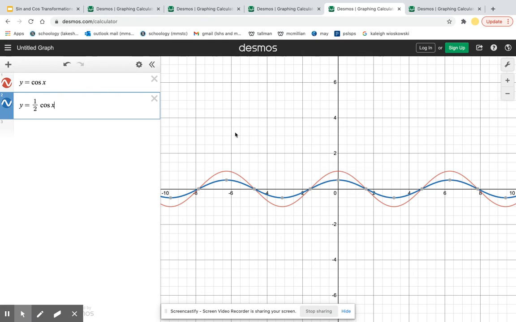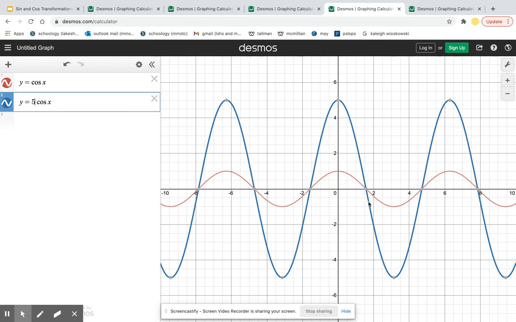So when I say it changes the amplitude, the classic amplitude for the parent function is 1. So now the amplitude for this is 1/2, or when this was 5, now the amplitude is 5 instead of 1. So that is your vertical stretch, and that goes in front of the cosine function or the sine function.